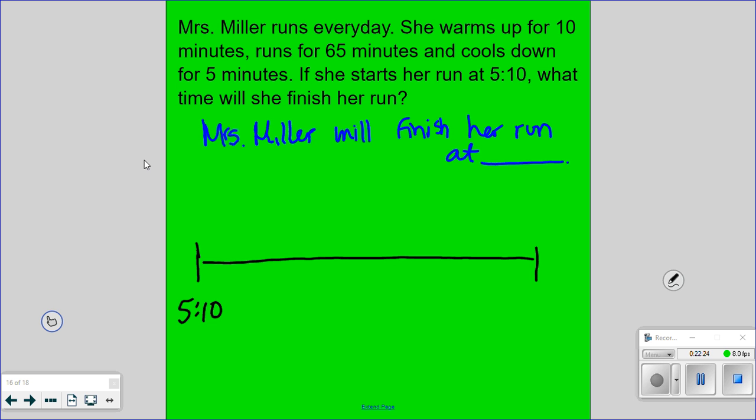I'm going to start with a mountain, which is worth an hour. Or I could put 60 minutes, that would work. What is my new time? Make sense? 6:10, very good.